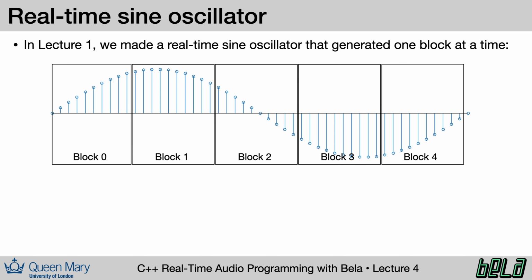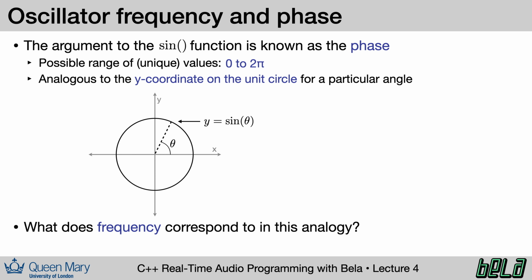Let's just start with a brief review of the oscillators that we've built thus far. In Lecture 1, we made a real-time sine oscillator that generated the waveform one block at a time. And we saw that to do this, we had to keep track of the phase of the oscillator from one block to the next. Now, as you recall, the phase is the argument to the sine function. It can take a value between 0 and 2 pi, and the analogy was to the y-coordinate of a particular angle on the unit circle.